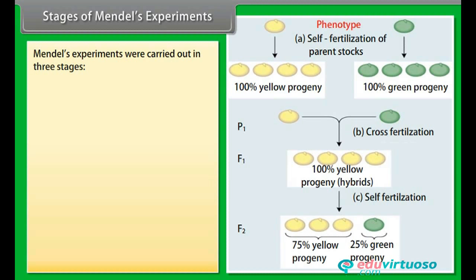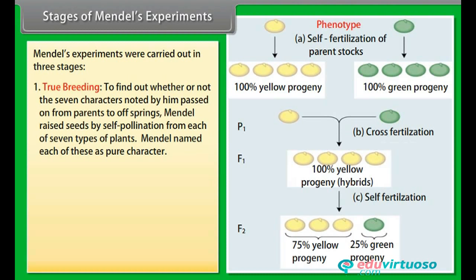Stages of Mendel's experiments. Mendel's experiments were carried out in 3 stages. True breeding, to find out whether or not the 7 characters noted by him passed on from parents to offsprings. Mendel raised seeds by self-pollination from each of 7 types of plants. Mendel named each of these as pure character.